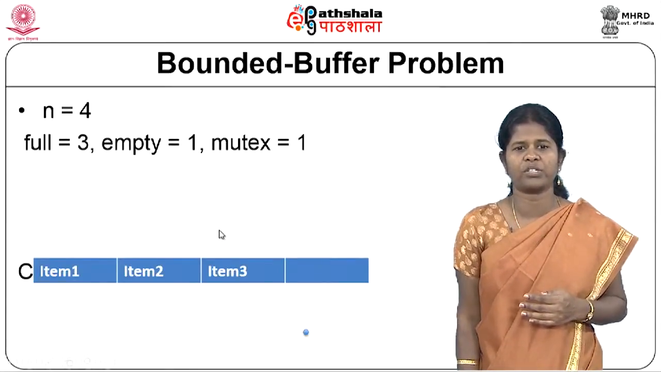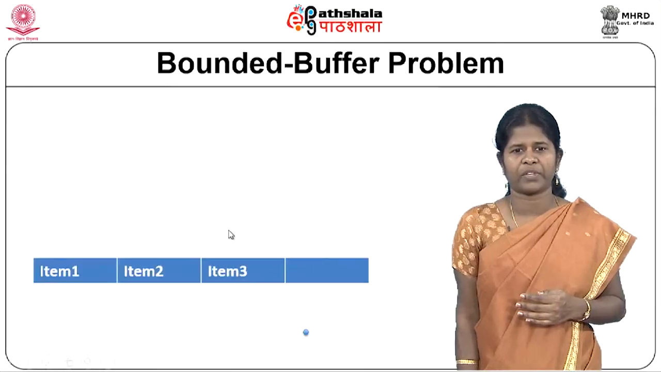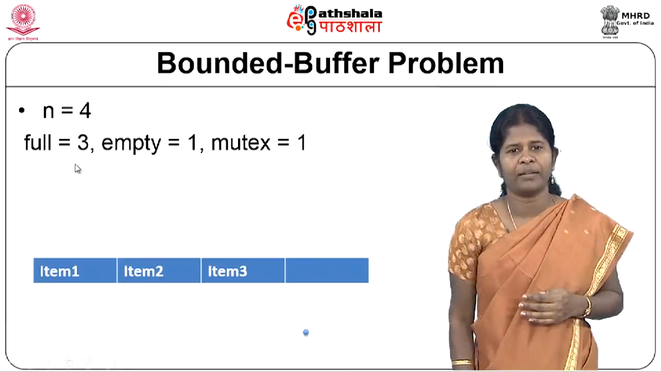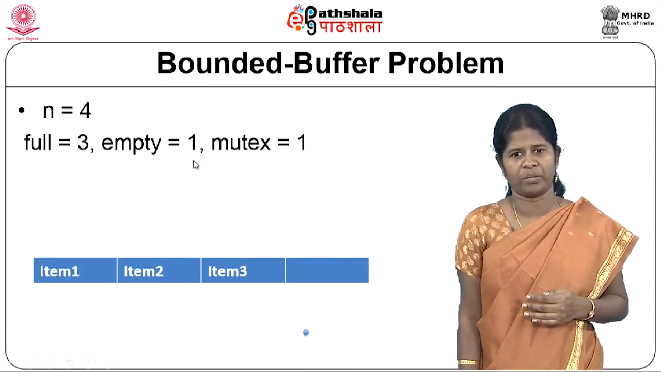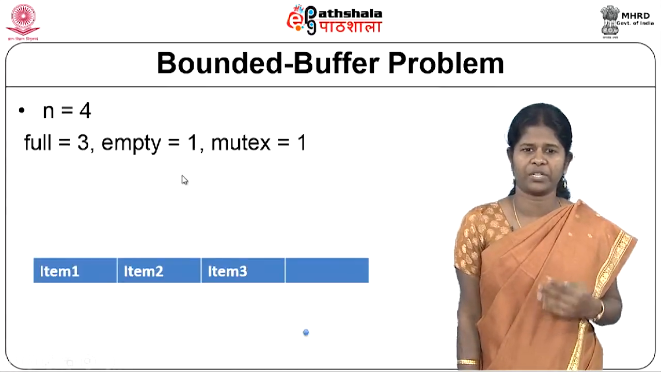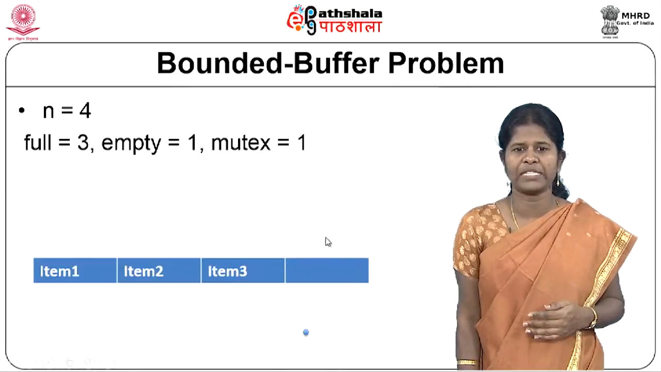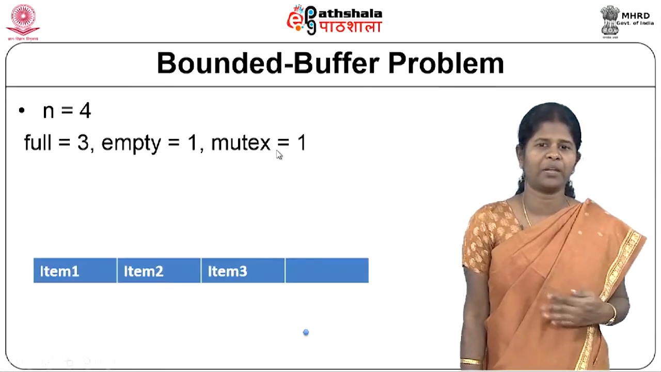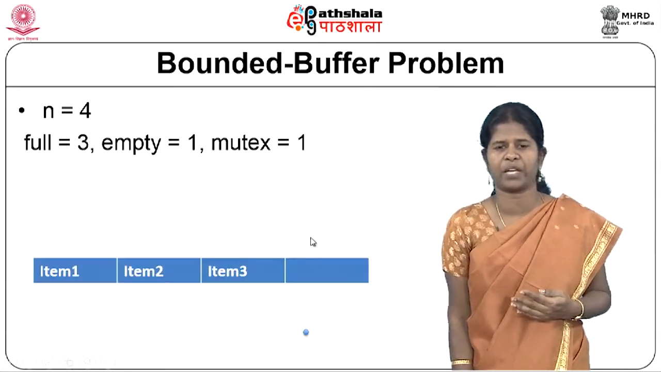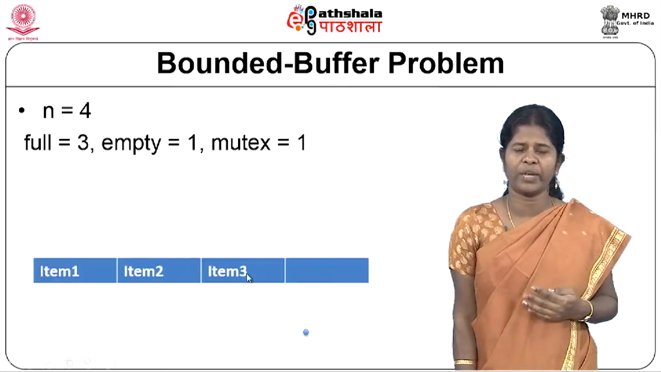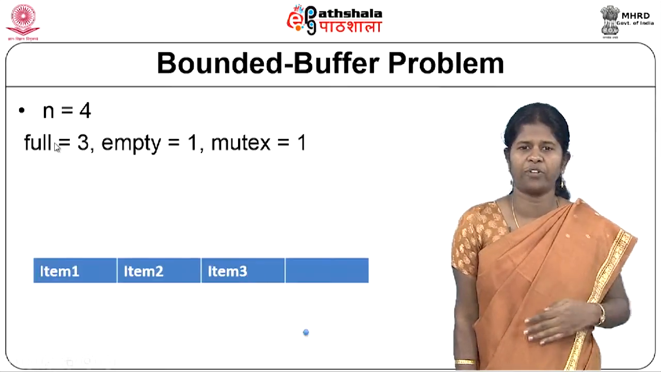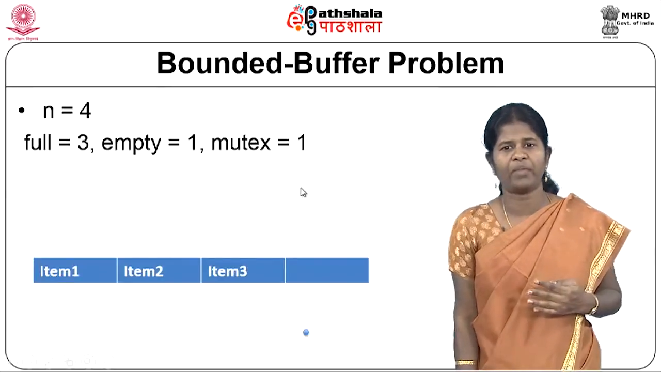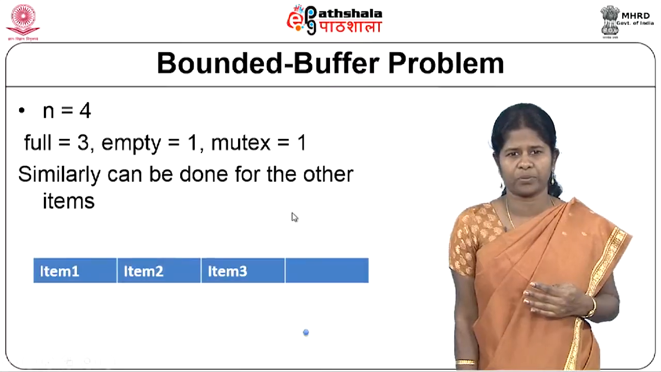And again, if it wants to consume the next item, what should happen? It should again wait on full and then wait on mutex, and it should signal empty after consuming. So, after consuming the first item, it has signaled empty and the value of empty has become 1. It has signaled mutex, the value of mutex also has become 1. Now, before consuming the next item, it should wait on full and wait on mutex. So, the value of full should become 2 and the value of mutex should become 0.